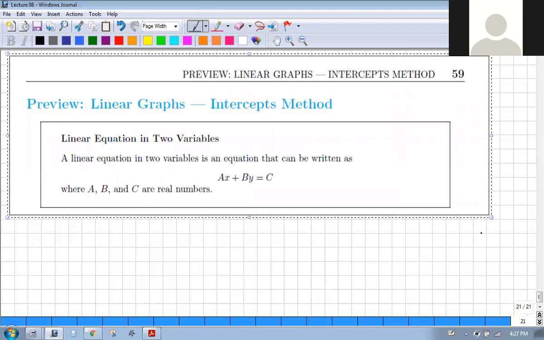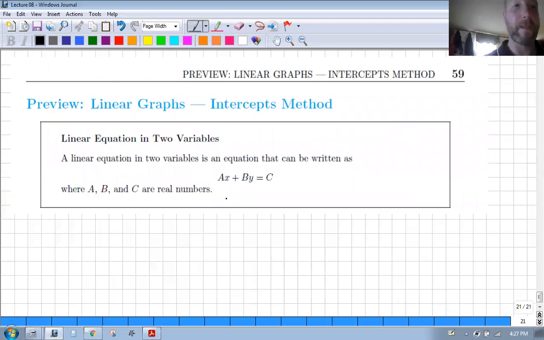Intercepts method. So all our linear equations look like this. Those equations we've just been taking and putting into y equals mx plus b form. Okay, there's two variables. So they can all look like this. You can put them all into this form.